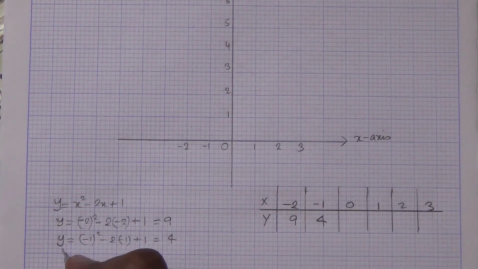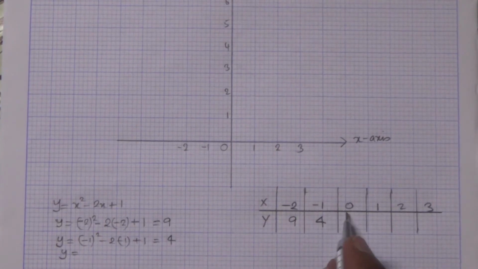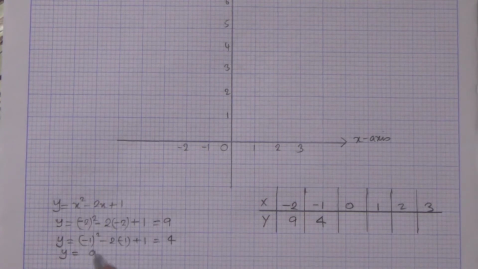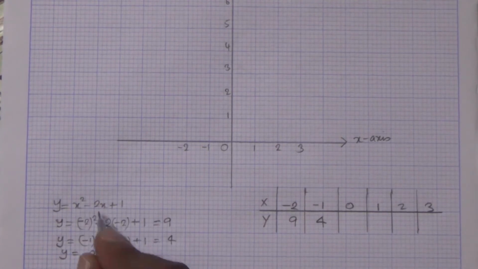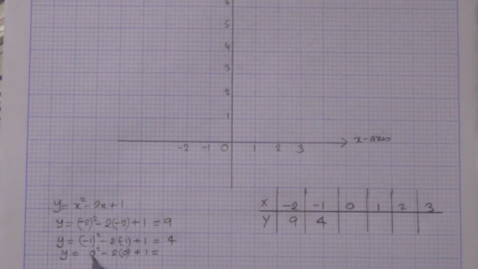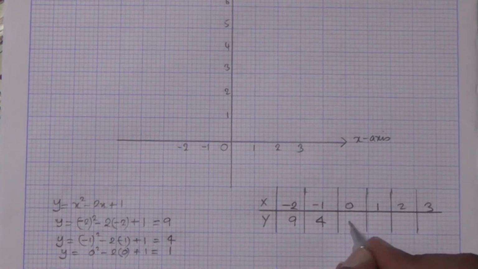You can also go further. y is equal to, this is x equal to 0, so you're going to put 0 to the square, minus 2 times x, that is 2 times 0, plus 1. And we know that 0 squared is 0, 2 times 0 is 0, and plus 1 is 1. So we got 1.